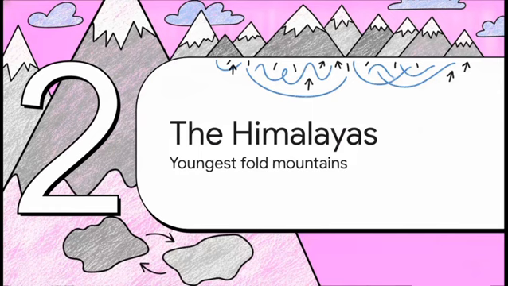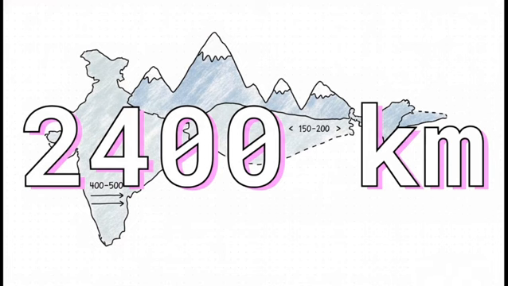Section 2. The mighty Himalayan ranges. Let's head way up north and explore the youngest fold mountains in the entire world. To really understand the sheer scale of the Himalayas, just wrap your head around this number, 2,400 kilometers. That is how far these continuous mountains stretch. They form a massive natural wall spanning all the way from Jammu and Kashmir in the west to Arunachal Pradesh in the east. It's actually wider in the west, roughly 400 to 500 kilometers thick, and then it narrows down to about 150 to 200 kilometers in the east. It is a gigantic physical barrier.